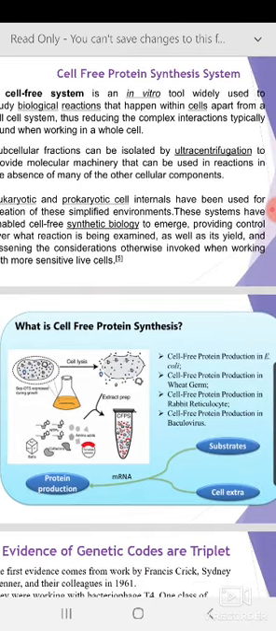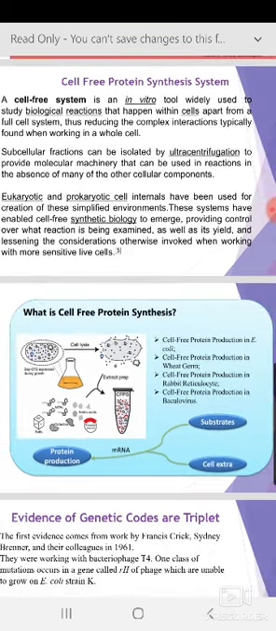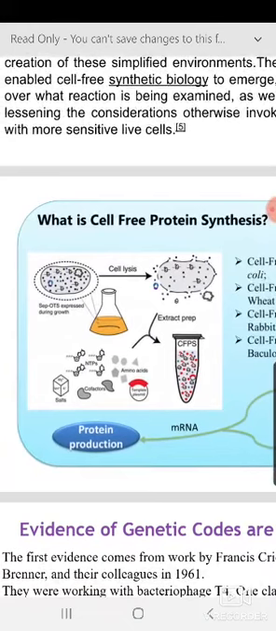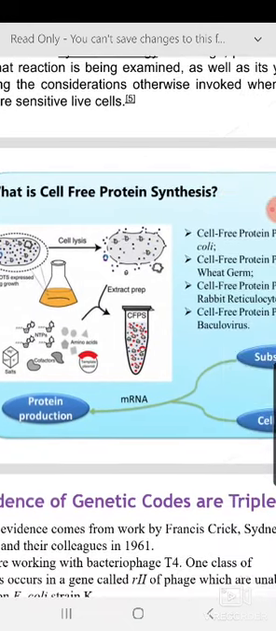The only thing you may need to provide from outside is some extra energetic compound, like ATP or GTP, to enhance the reaction. Now this simple cartoon will explain what cell-free protein synthesis is.